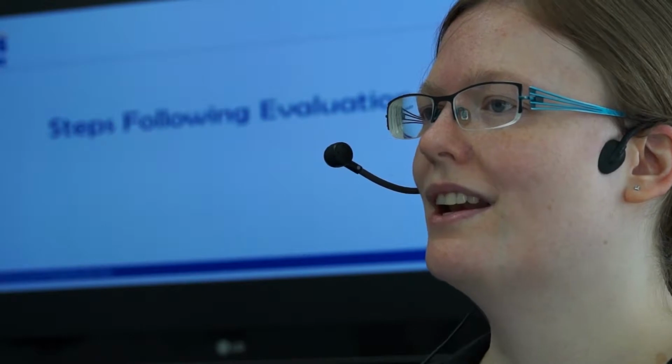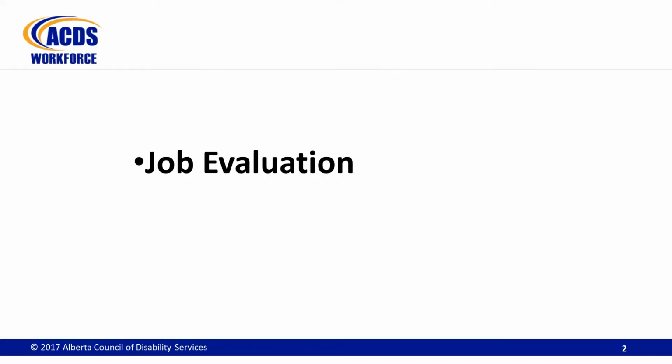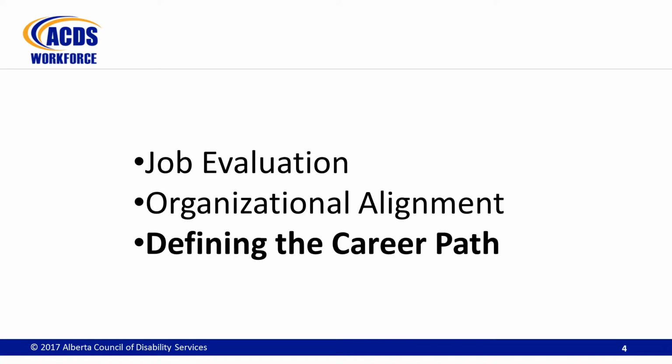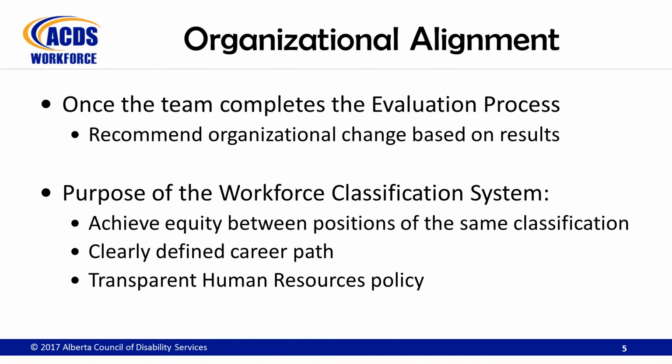Integrating the workforce classification system into an organization's human resources strategy is a three-step process: job evaluation, organizational alignment, and defining the career path. Upon completion of the evaluation process, the evaluation team may begin to make recommendations for organizational change based on the results of the evaluations.